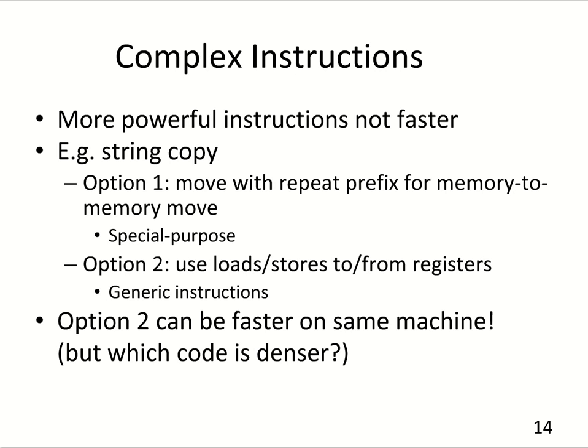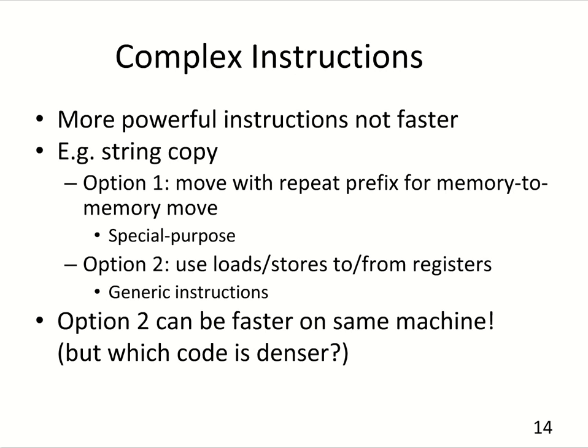Oftentimes, we actually observe some surprising results when we look at these complex instructions. The more powerful instructions are not necessarily any faster than the same underlying algorithm implemented with simpler primitives. For example, string copy is an operation that is frequently used in programs that manipulate strings and deal with textual data. The first option might be to use the move instruction from the x86 ISA with a repeat prefix that allows you to essentially cause the following instruction to be repeated multiple times.